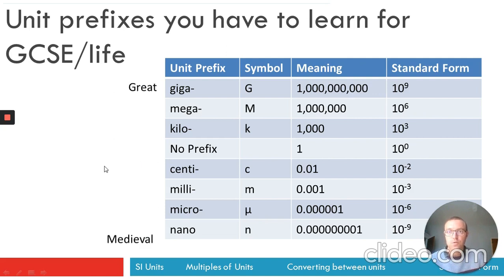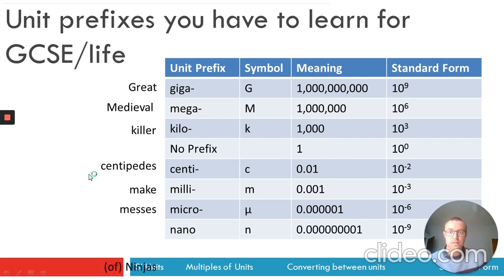Come on. Great medieval killer centipedes make messes of ninjas. You might well think that mnemonic is stupid, and you may well think that you can do better. I hope that you can. Indeed, that's going to be one of the questions for the exit ticket.